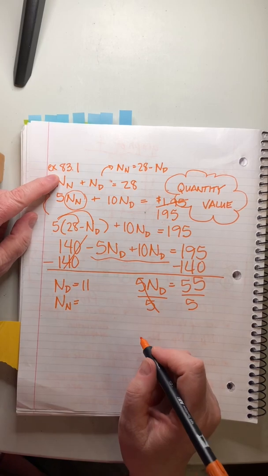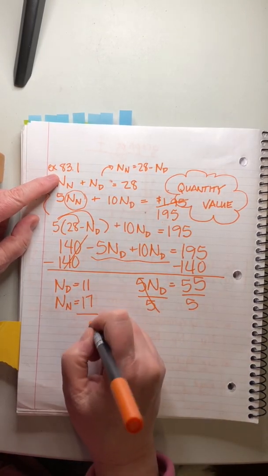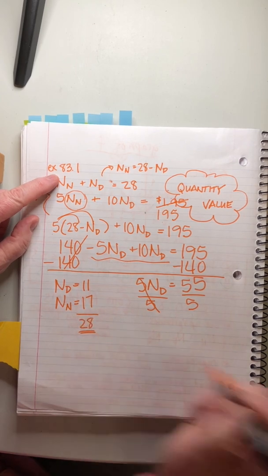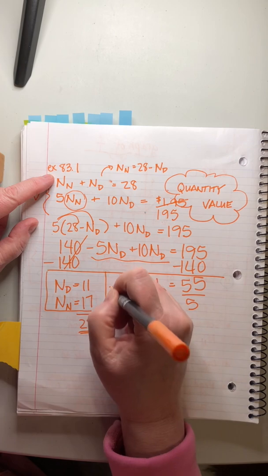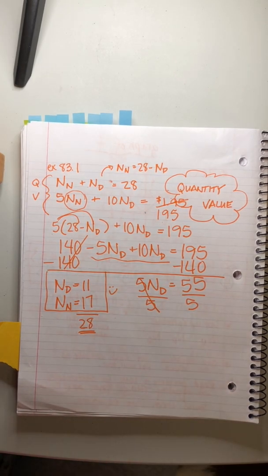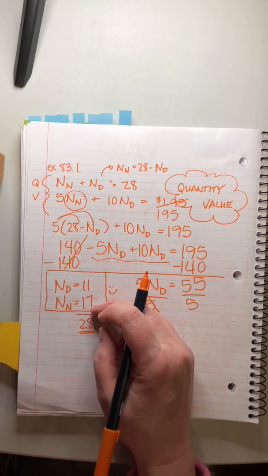I can do this one in my head. They have to add up to 28, so this must be 17, and then I can check it just like that to prove it. So here is my answer. Yay. Make sense? So our friends Jack and Benny must have had 11 dimes and 17 nickels.